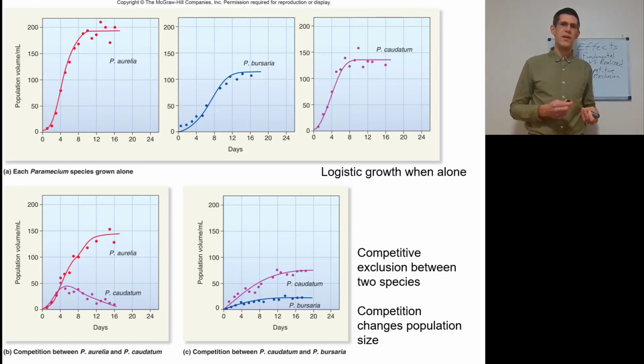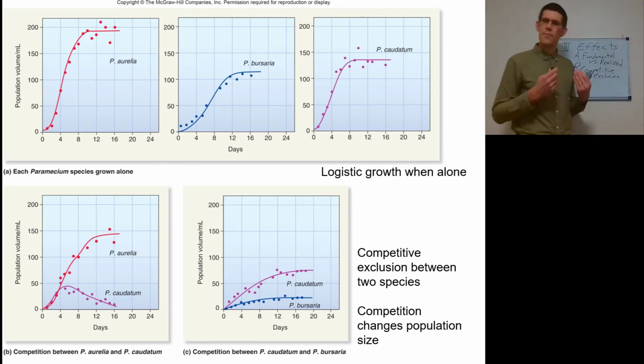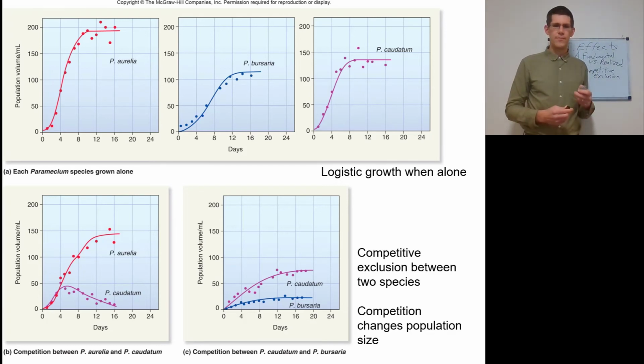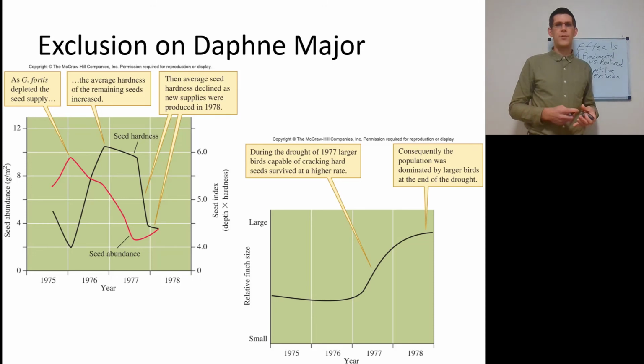And also what you see here is, for all of these examples, the final population size after 16 days was less than either would have achieved on their own. So competitive exclusion really is that minus to both species. And here we have examples of exclusion on Daphne Major. It's an island in the Galapagos, and we're talking about these finches again.